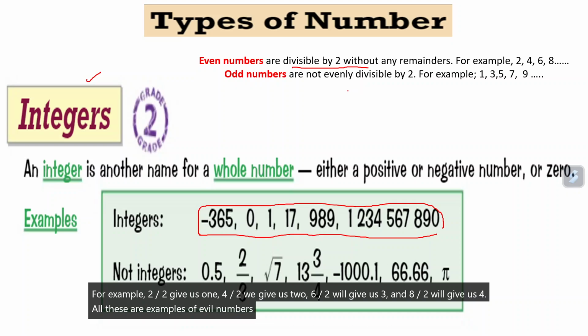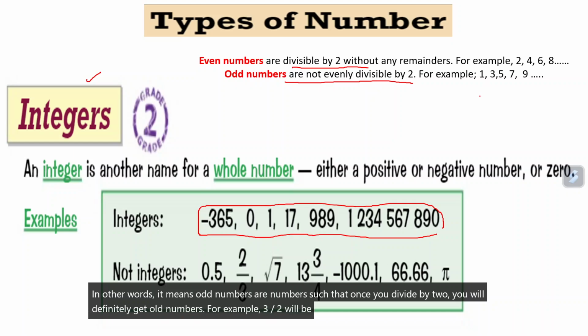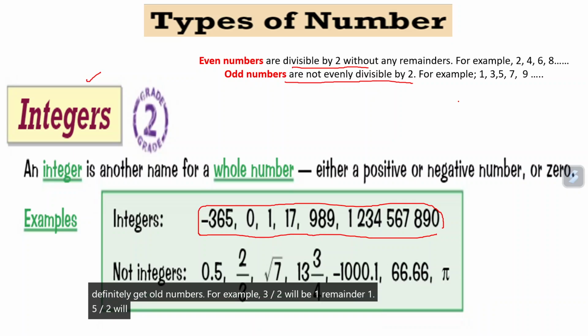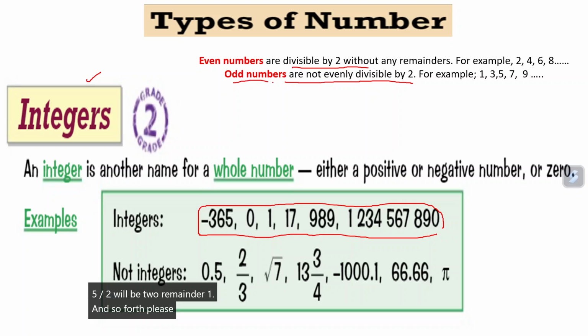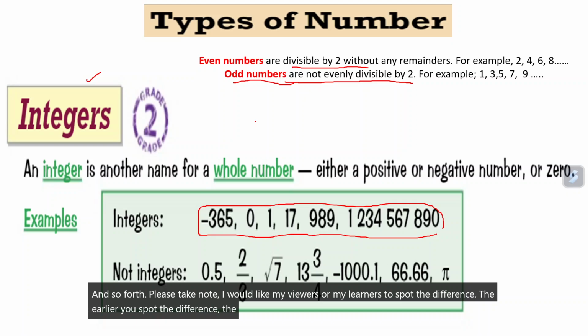All these are examples of even numbers. Now, odd numbers. We say odd numbers are numbers that are not evenly divisible by 2. For example, 3 divided by 2 will be 1, remainder 1. 5 divided by 2 will be 2, remainder 1, and so forth. Please take note. I would like my viewers or my learners to spot the difference. The earlier you spot the difference, the better things are for you. So let's move on to the next slide.